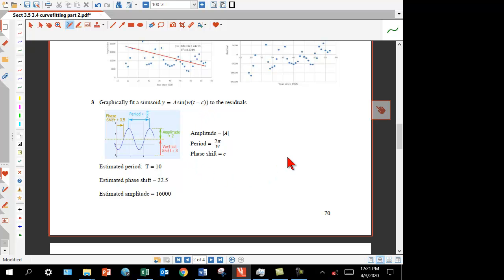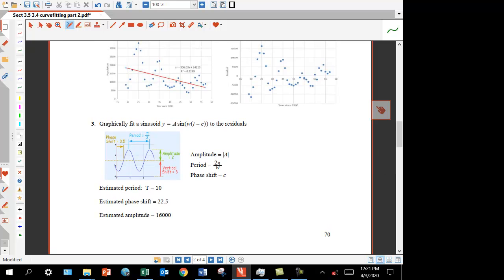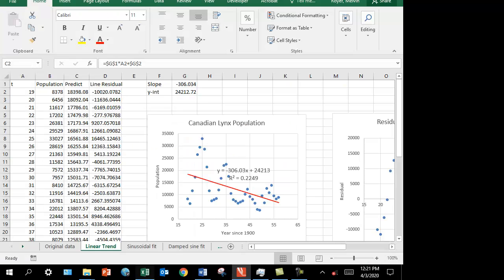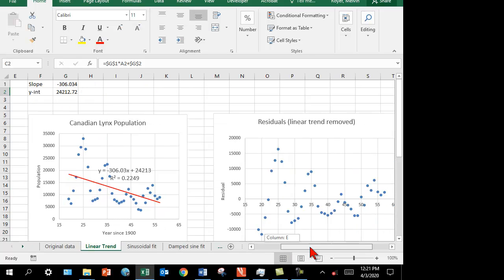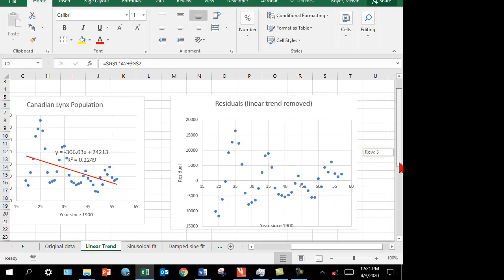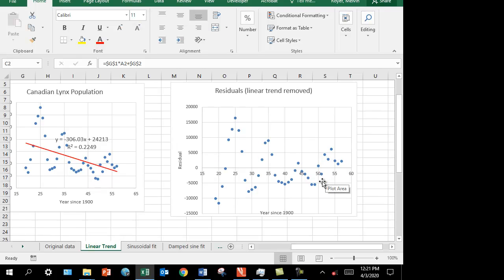Okay, so now I'm going to do a graphical approach. I take a look at the plot of the residuals and attempt to estimate the period, phase shift, and amplitude. Maybe I'll go here where the picture is a little larger. First of all, the period is usually easiest. Period is from, for example, peak to peak, or trough to trough, or where it crosses the horizontal axis on its way up.